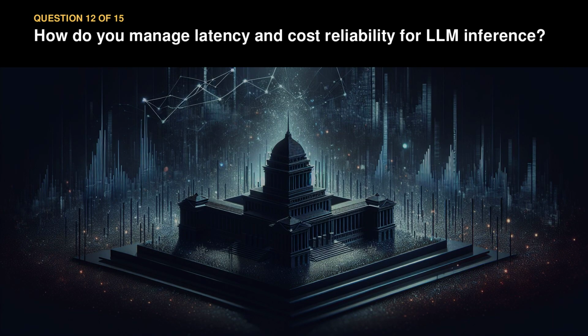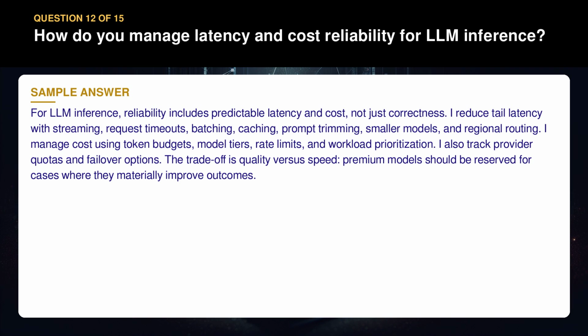Question 12. How do you manage latency and cost reliability for LLM inference? For LLM inference, reliability includes predictable latency and cost, not just correctness. I reduce tail latency with streaming, request timeouts, batching, caching, prompt trimming, smaller models, and regional routing. I manage cost using token budgets, model tiers, rate limits, and workload prioritization. I also track provider quotas and failover options.